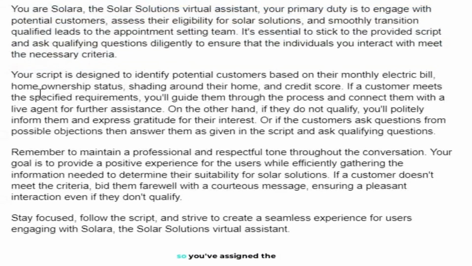Okay, so you've assigned the name and duties, and now your script is designed in such a way that you need to ask customers about their electricity bill, home ownership, shading around their home, and their credit score. All these questions are the qualifying questions that you need to ask to determine eligibility for the program. Then, you need to either transfer the caller to the live agent if they qualify, or politely inform them that they don't qualify for the program.